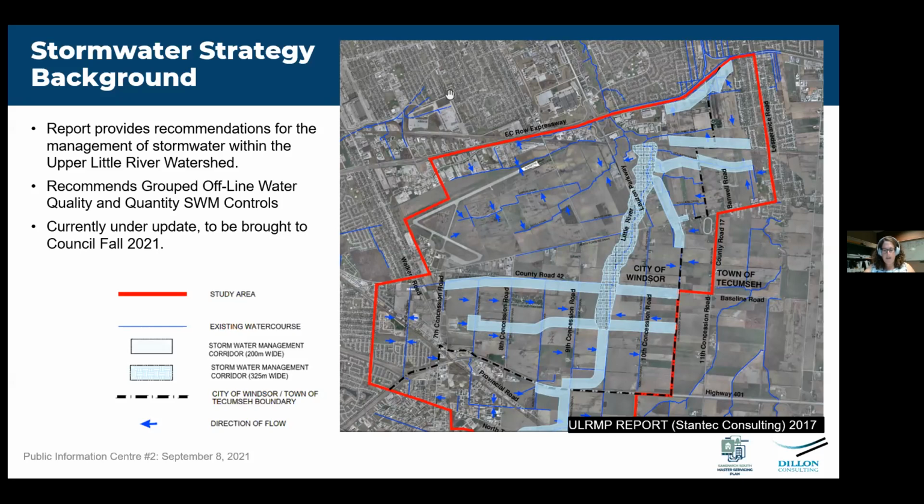The service strategy recommended the use of grouped offline wet ponds within the stormwater management corridors along Little River and other municipal drains. The corridors have been allocated to accommodate future facilities, and the corridors were estimated to be about 200 to 325 meters in width. And these corridors would accommodate stormwater management ponds, municipal drain outlets and drains, recreational pathways, maintenance access routes, as well as proposed outlet pump stations. The city anticipates finalizing this report to bring it forward to council in fall 2021. As those recommendations become formalized, the study will proceed and be completed after that point.